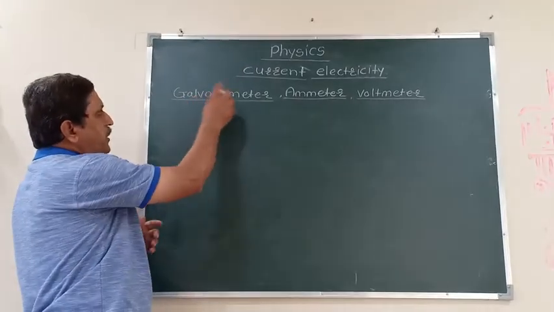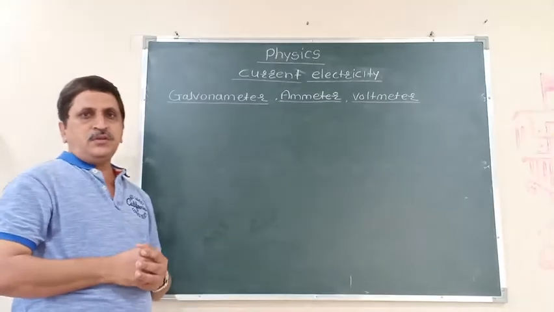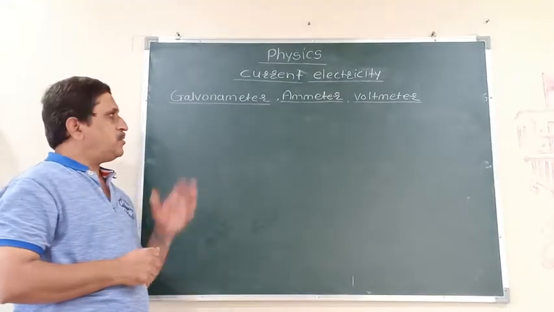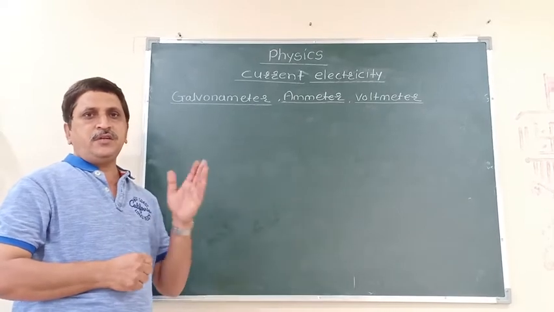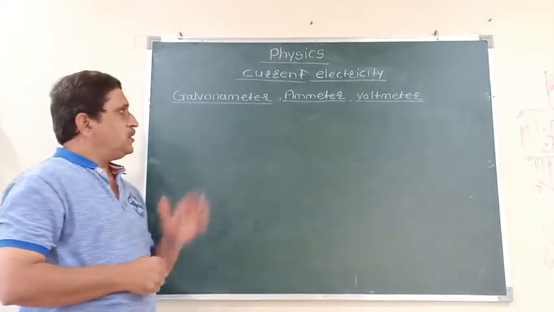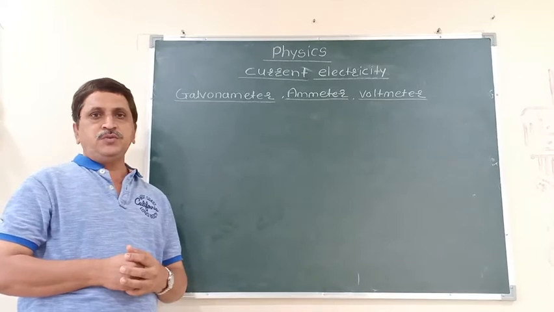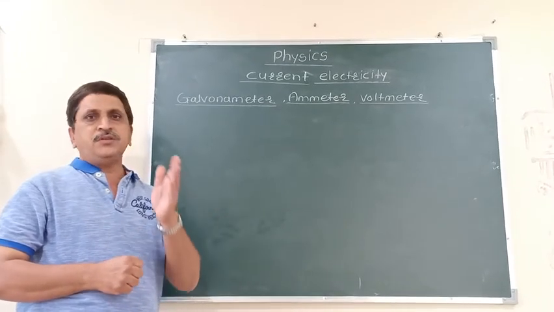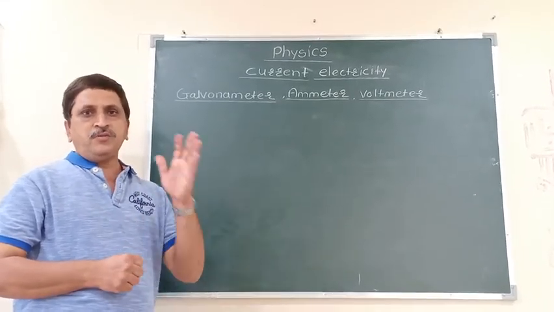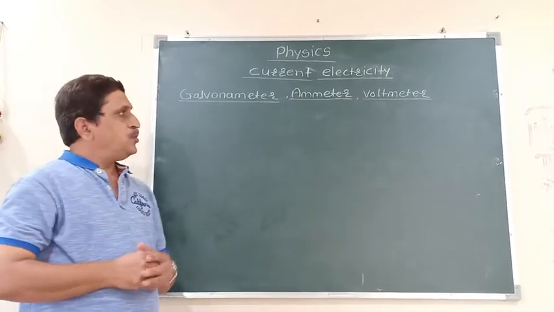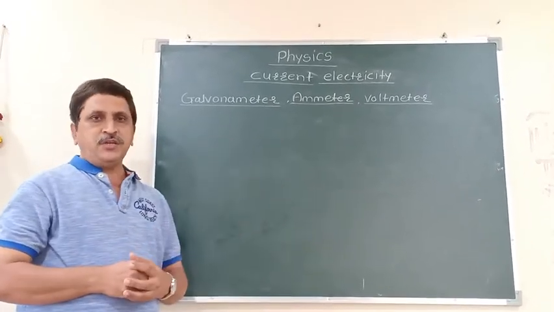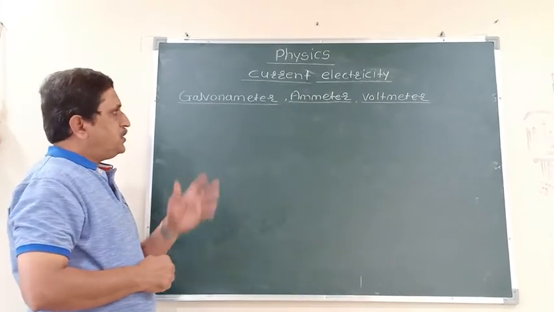Now, we know that galvanometer is used for different purposes. Number one, galvanometer is useful to detect the current whether it is flowing through the circuit or not. Second thing, galvanometer is used to measure the small amount of current flowing through the circuit. And galvanometer is also useful to measure a small potential difference across the circuit.